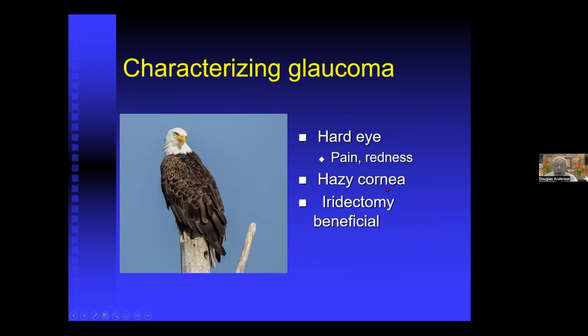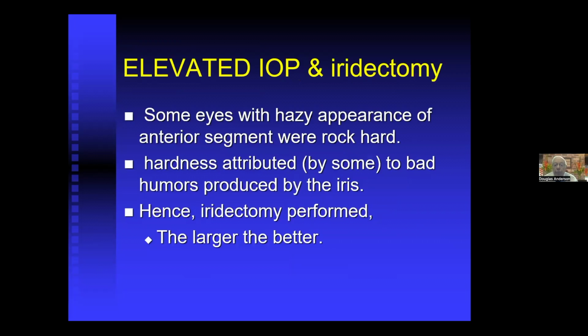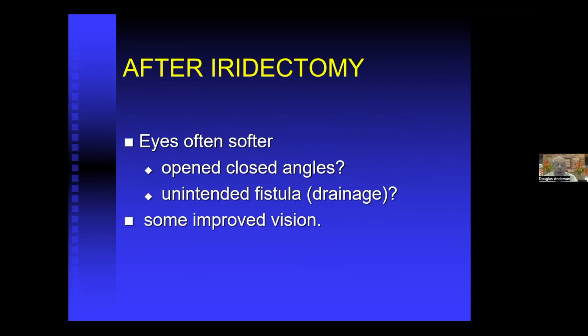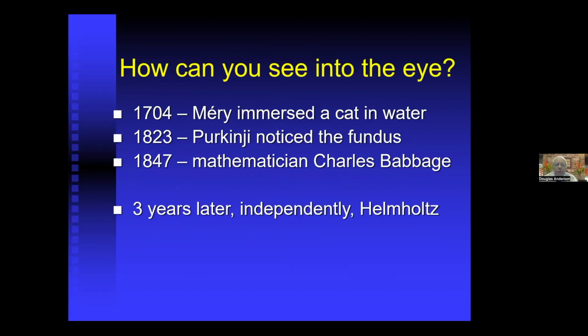And it was thought that the problem could be caused by bad humors coming from the iris. And so if you removed the iris by an iridectomy, it might benefit the situation. So an iridectomy was often done, the larger the better. Now, after the iridectomy, some eyes were softer, most were, and you could have opened a closed angle in them with our modern understanding of this disease, or there could be some drainage from an unintended fistula, and some of them improved vision, which implies that some didn't.